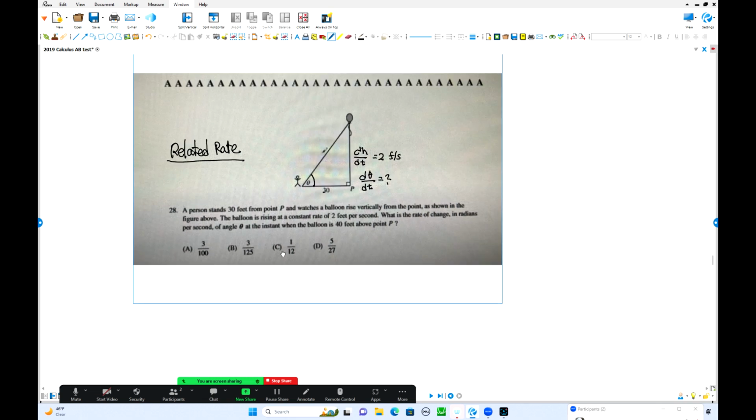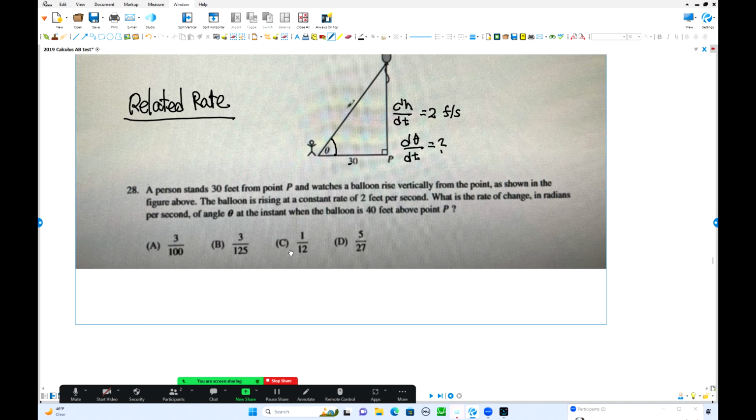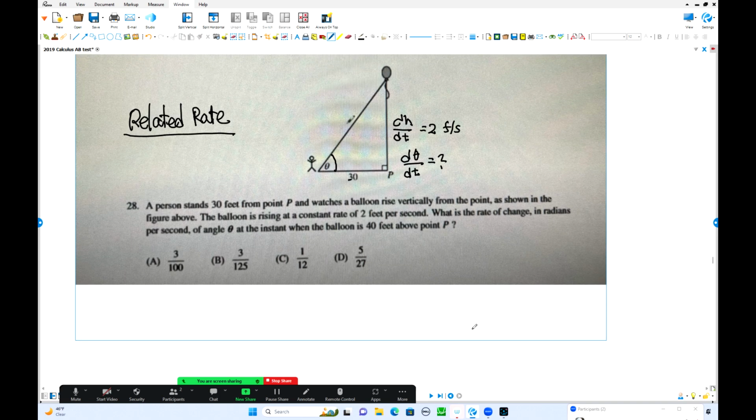Now let's find the relation between angle and height. Tangent theta is opposite over adjacent, so tangent theta equals h over 30. Multiplying by 30 and simplifying, h equals 30 times tangent theta. That's the equation.